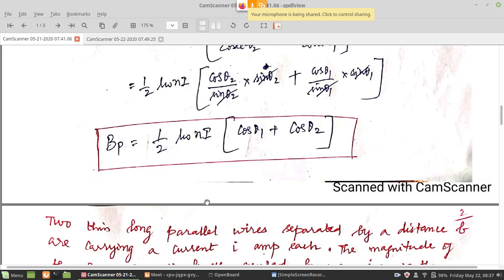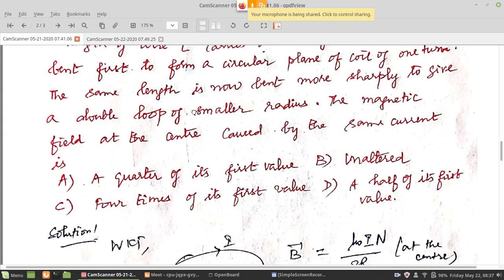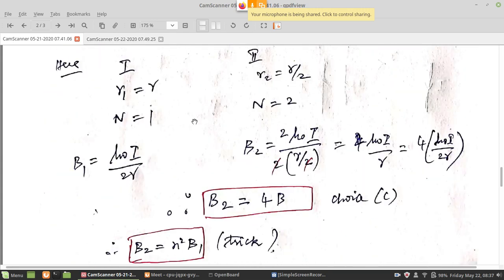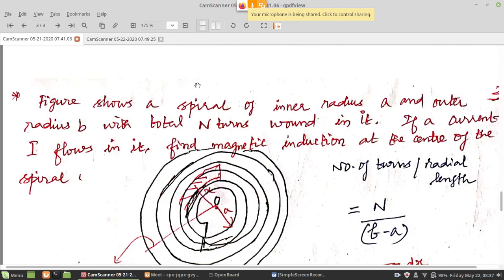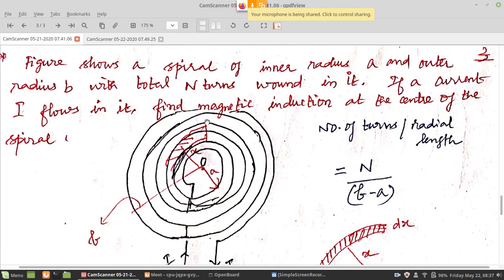Right. Now some problems we will discuss and then we will go to the Ampere's law. First some more problems on Biot-Savart law we can cover. Yesterday we discussed some, I think 1 or 2 of this anyway. Today we will continue. A few more are there. For this one we will see. Right. See here. Figure shows a spiral of inner radius A and outer radius B.